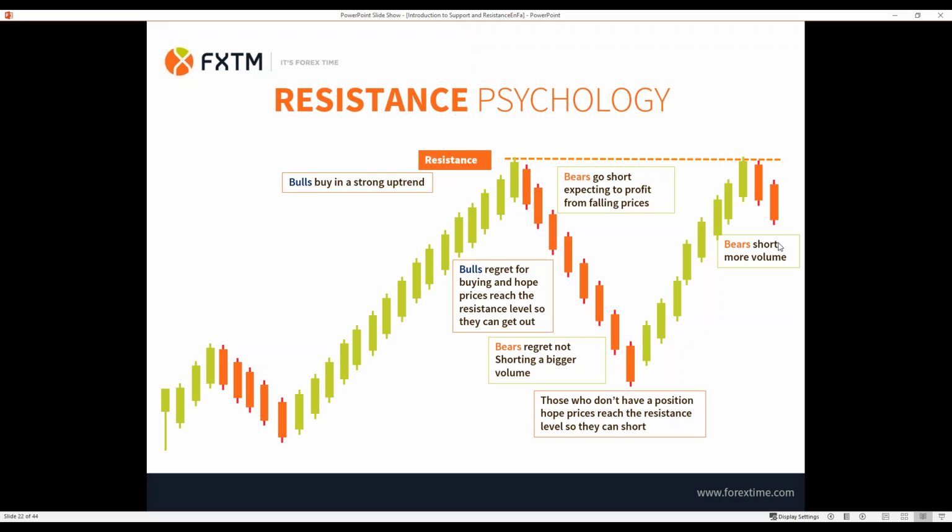Bears sell more. Bulls sell so they can get out of the market. And those who didn't have a position, they sell. So you see, all three types of traders sell at the resistance level. And what is the result? Prices fall.